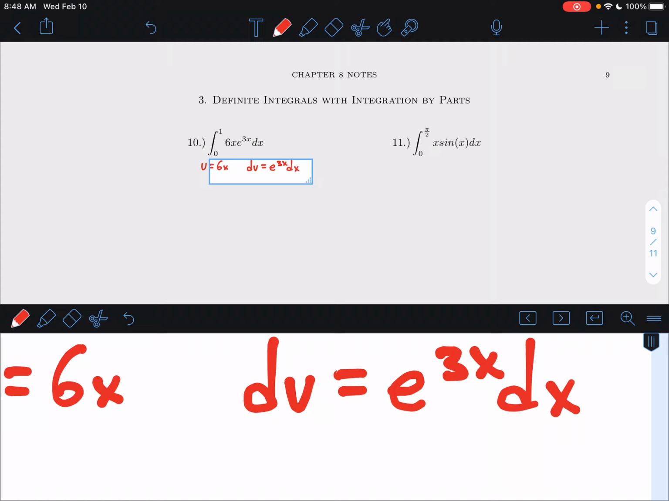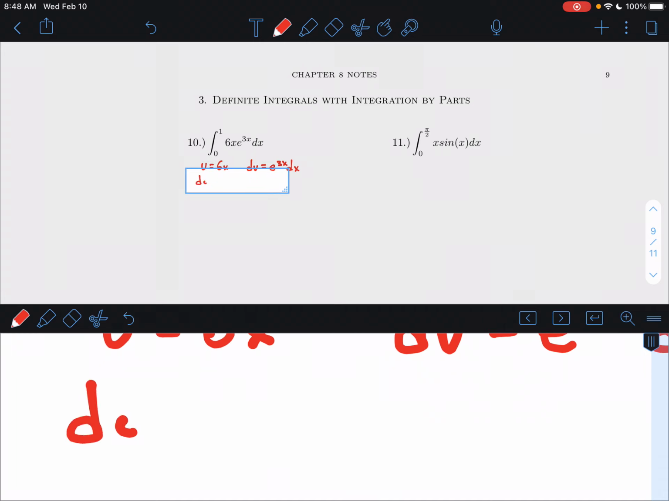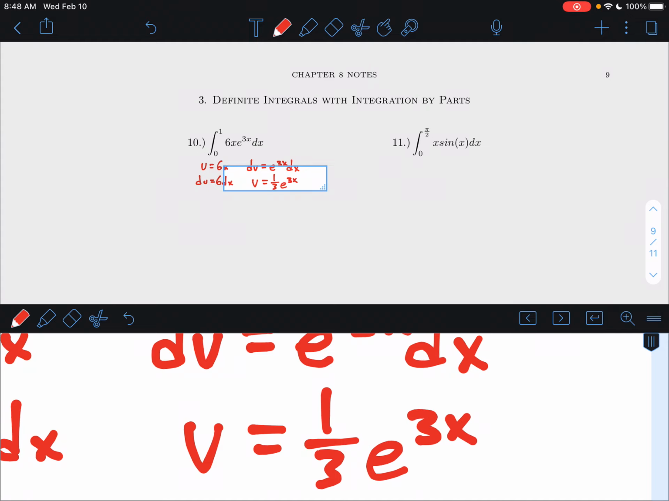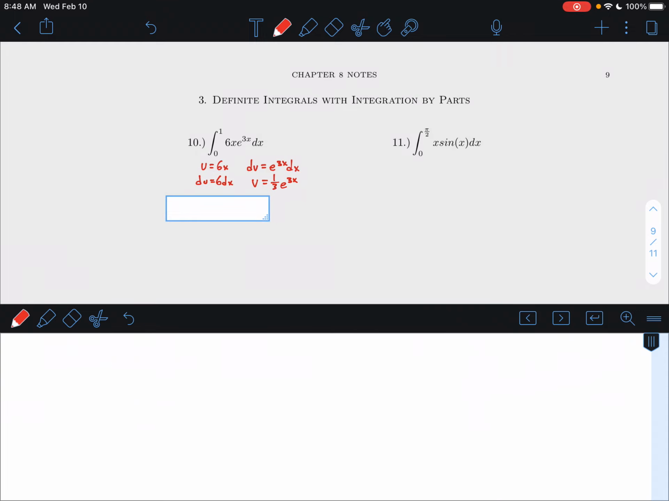From here, just a second. Sorry, trying to find where I put my handwritten notes, just so I can follow along and make sure I'm doing the right things.